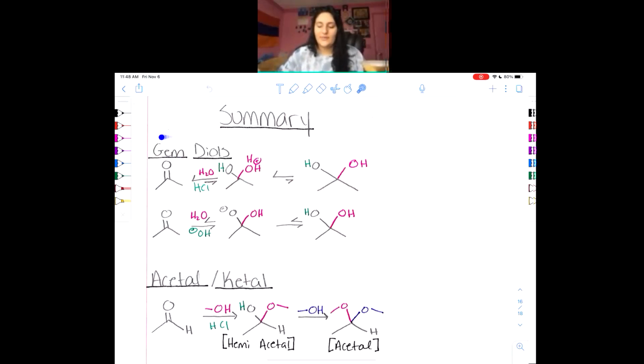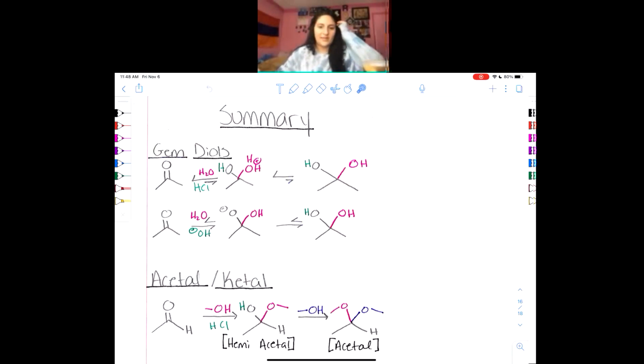But the first reaction we went over is the gem diols. So the gem diol reaction is essentially going to be with a ketone, H2O, and either acid or base. In this case, they will both get you the final product.